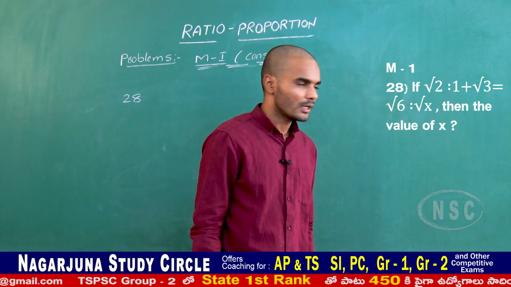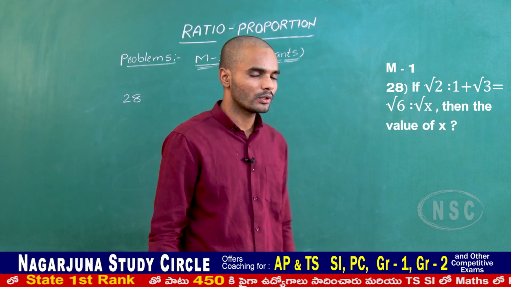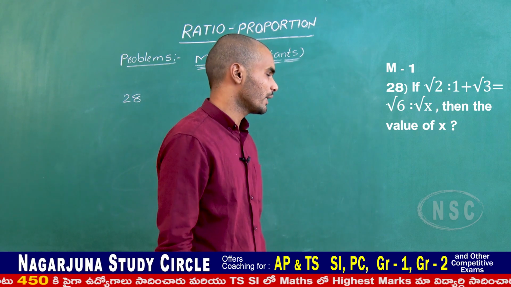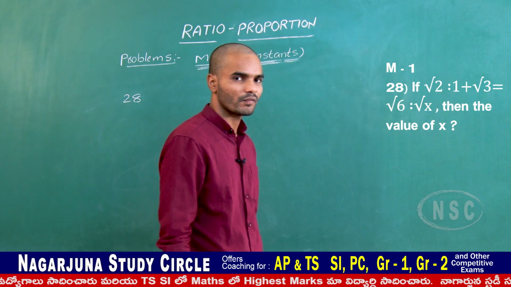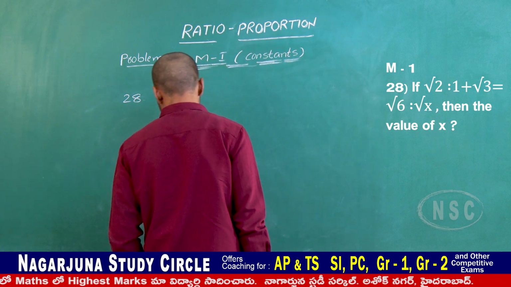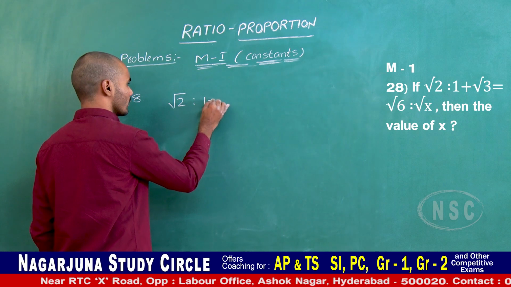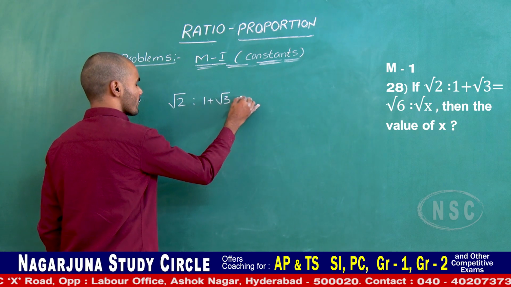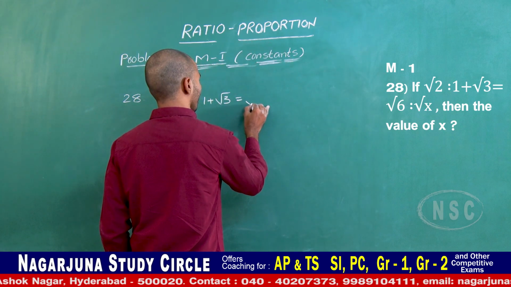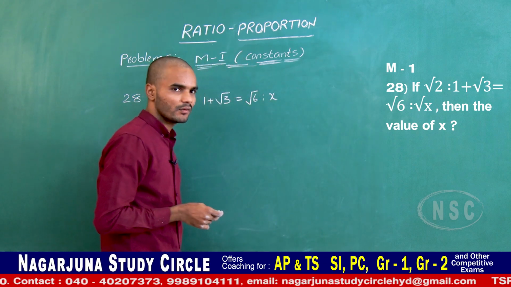Question number 28. The given data is root 2 is to 1 plus root 3 is equal to root 6 is to x. Then find the value of x.